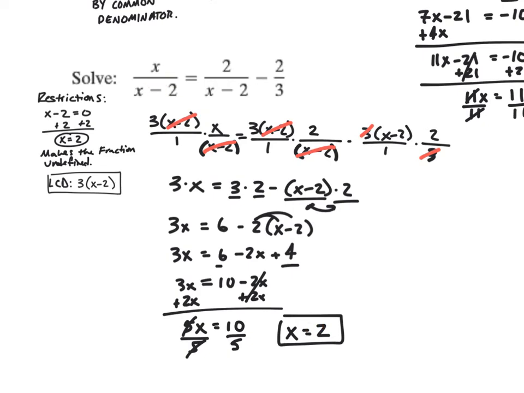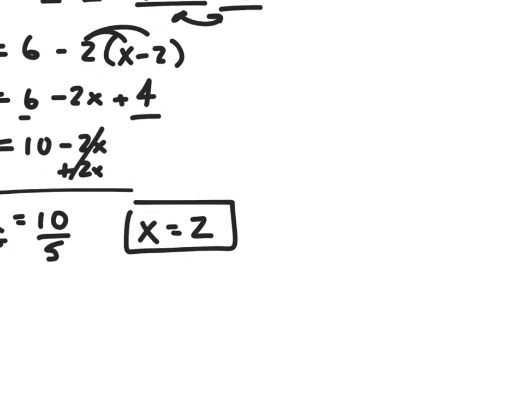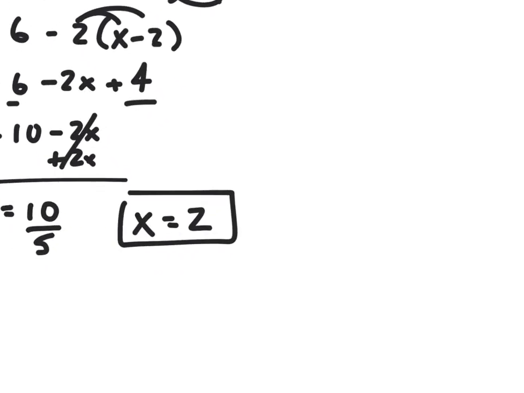Now, algebraically, that's what we got. We got x is equal to 2. However, because it is a restriction in our domain, we call this an extraneous solution. Okay? And extraneous, gosh, can't spell today.